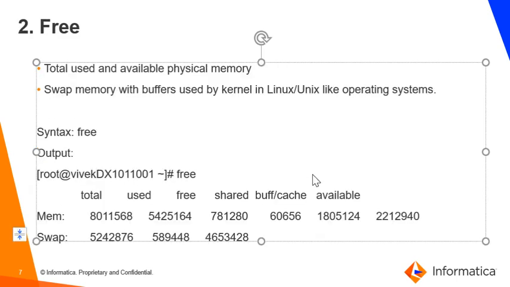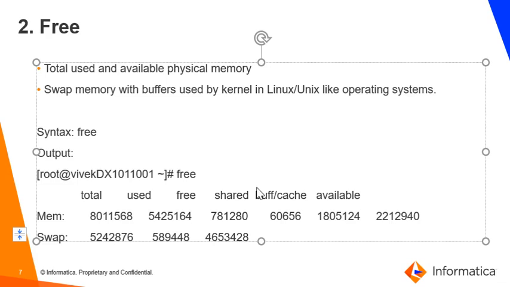The second command of our discussion is free. It gives total and available physical memory on the server. It also gives information on swap memory and buffers used by the kernel in Linux or Unix-like operating systems. The syntax of the command is free. When you run the command here, you can see that the total memory available on the server is 8011 megabytes, out of which 5425 megabytes is being used, and free memory is 781 MB, and the total swap memory is 524.